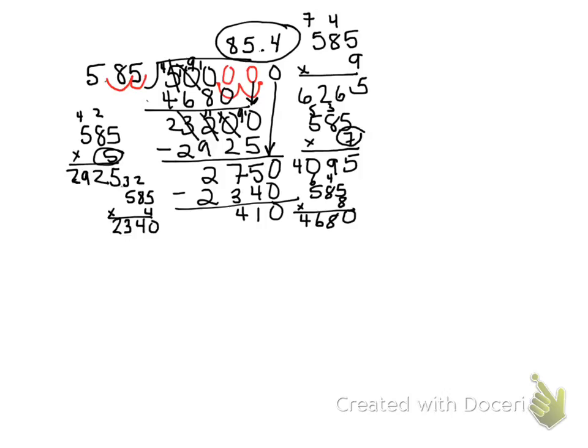So our nearest would be to the ones place, which is right here, the 5. So we will look one spot to the right where we have a 4. Because the 4 is less than 5, to round it, we are going to keep it the same and get rid of that 4. So that means that my answer is 85.